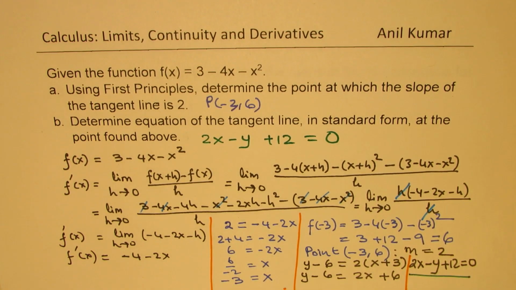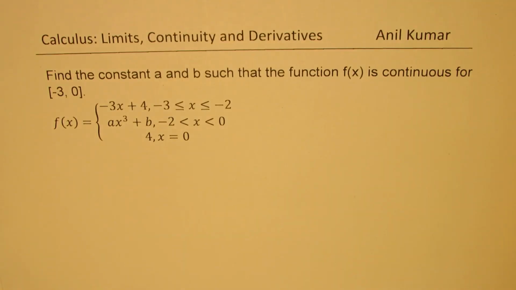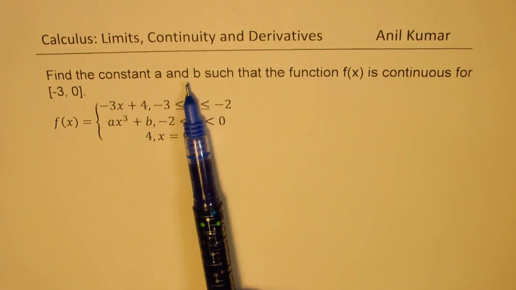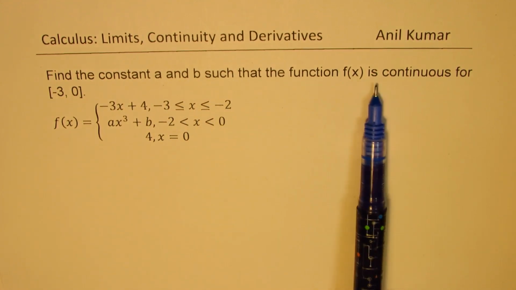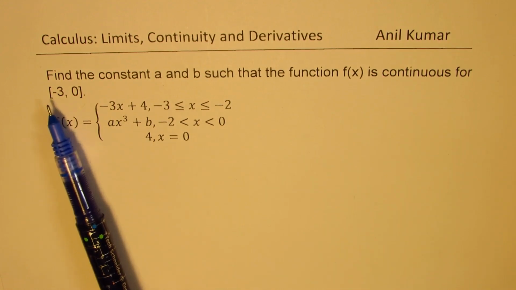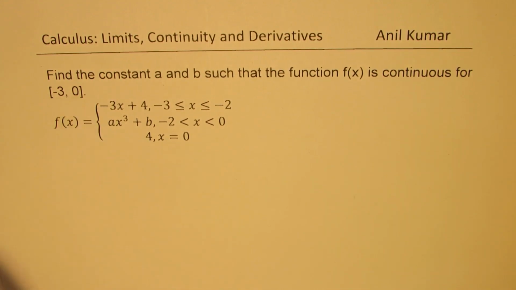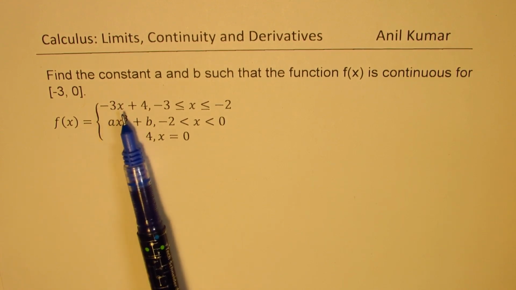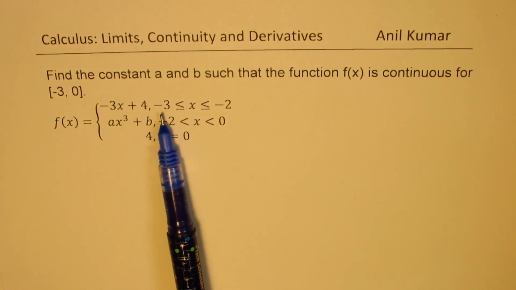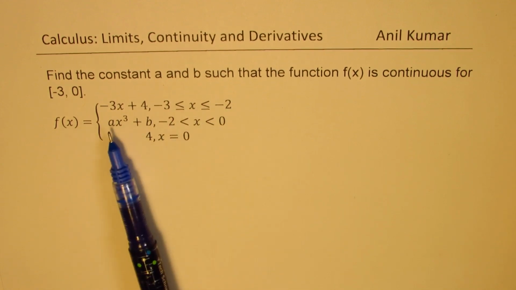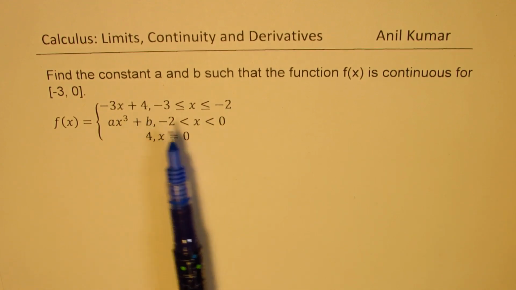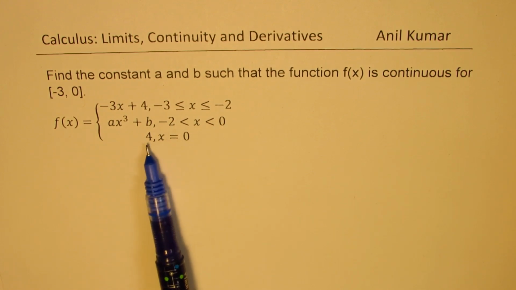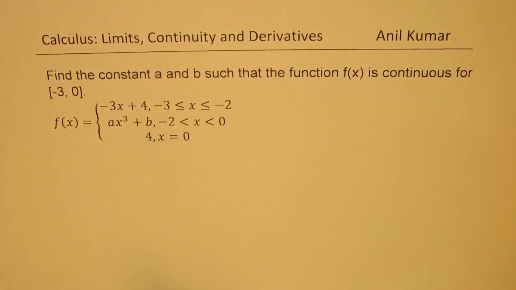Now let's take the next question of this test paper, which is: find the constants a and b such that the function f of x is continuous on the closed interval minus 3 to 0. F of x is a piecewise function: minus 3x plus 4 when x is between minus 3 and minus 2, both included, and ax cubed plus b when x is between minus 2 and 0, and at x equals 0, it is 4.